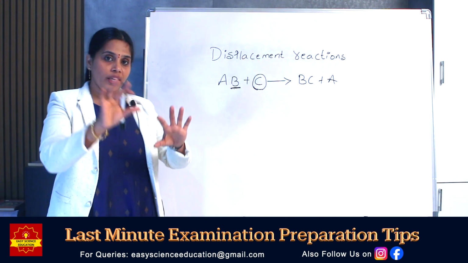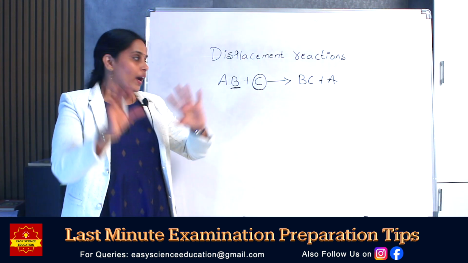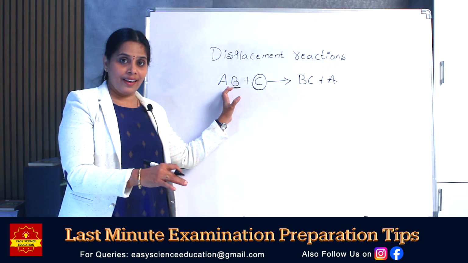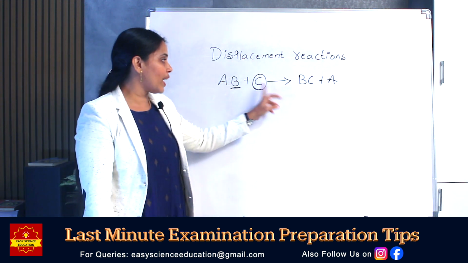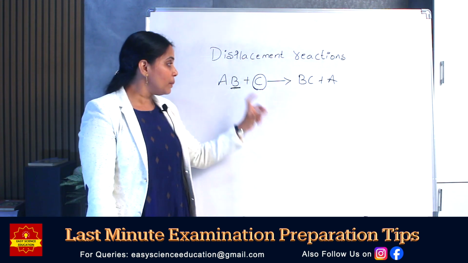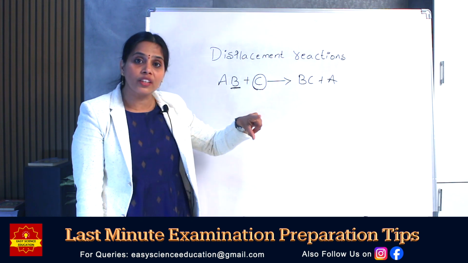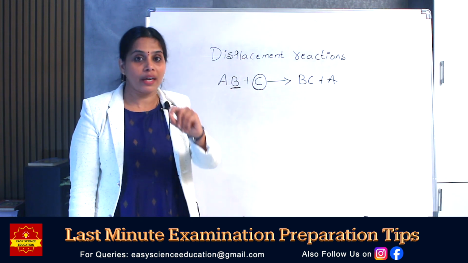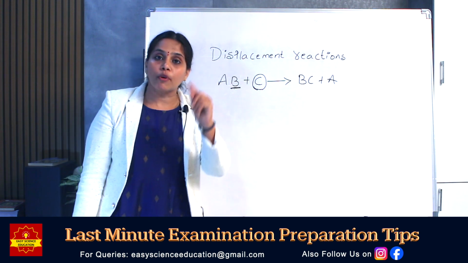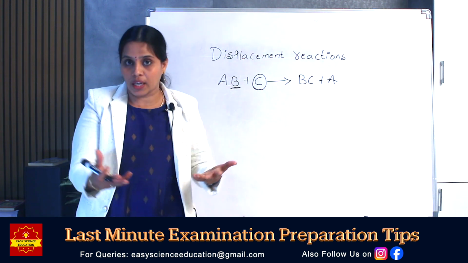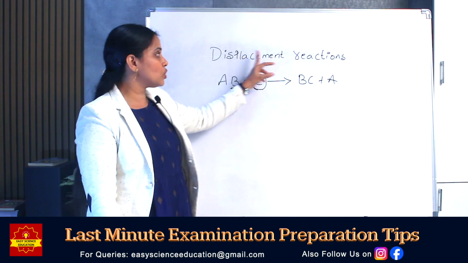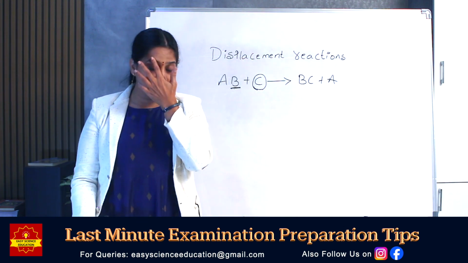Displacement. Initially, understand this equation. Initially, B was with A, and after the chemical reaction, B was with C. That means the position of B has changed. That is called displacement. The reaction in which the position of one element has changed, such type of reactions we call displacement reactions.